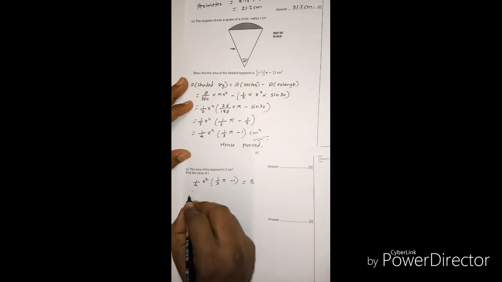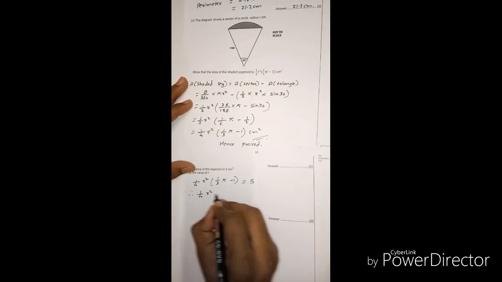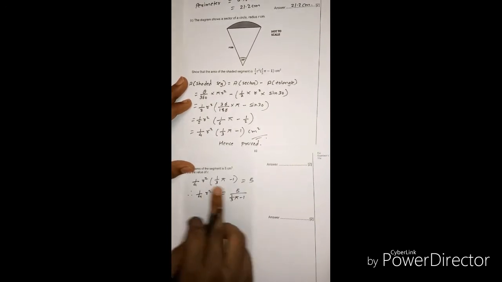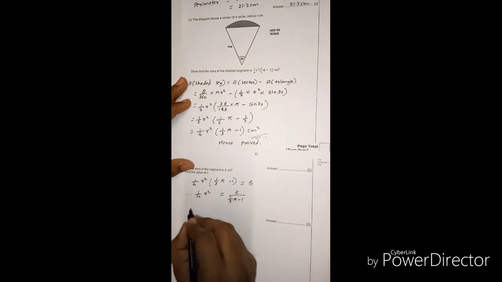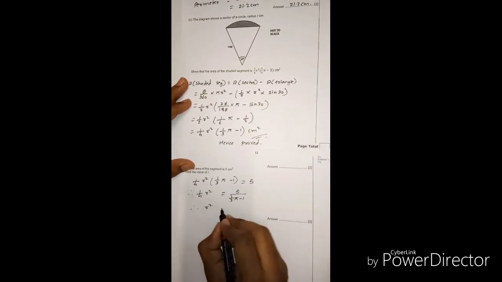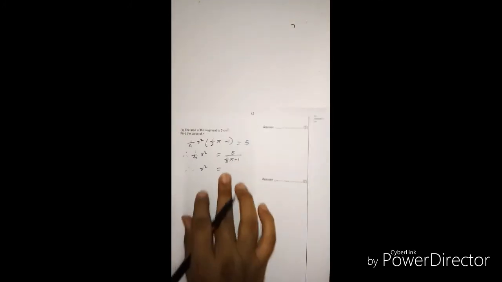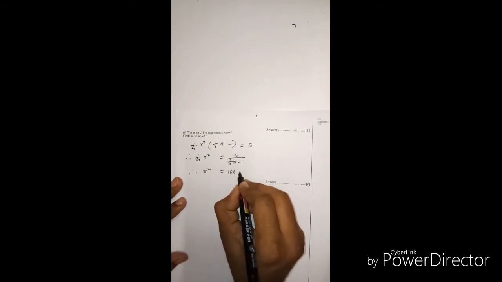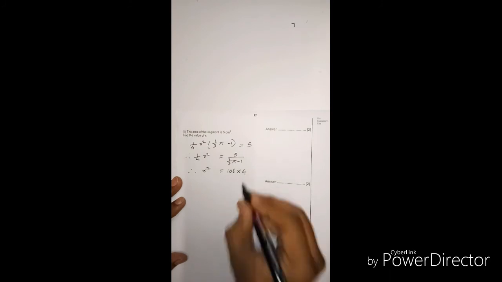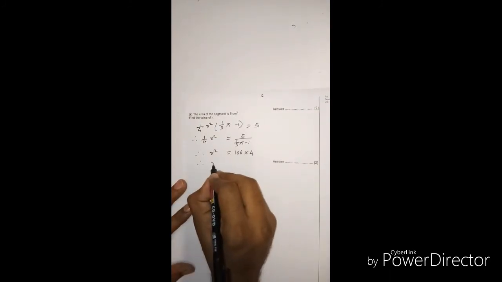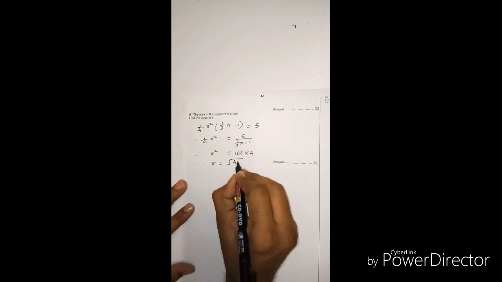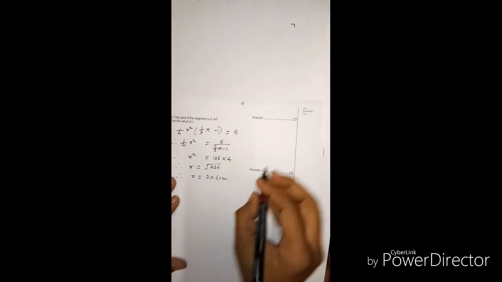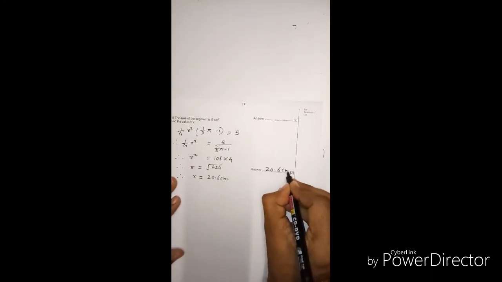This will be equal to what? Therefore 1 upon 4 r square is 5 upon 1 upon 3 pi minus 1. I am taking this whole term in the denominator. Therefore r square will be equal to, if you solve this equation, you will get the answer as 106, into, taking 4 on the other side, this will become 4. Therefore r is equal to root of 424, and you get the answer of r as 20.6 centimeter. So this is the answer for this question.